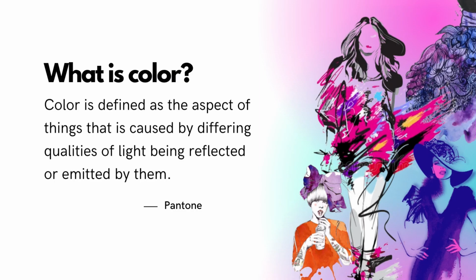So first of all, we need to understand what color is. According to Pantone, color is defined as the aspect of things that is caused by differing qualities of light being reflected or emitted by them. So to see color, you have to have light. Our eyes only see the colors that are bounced off or reflected.